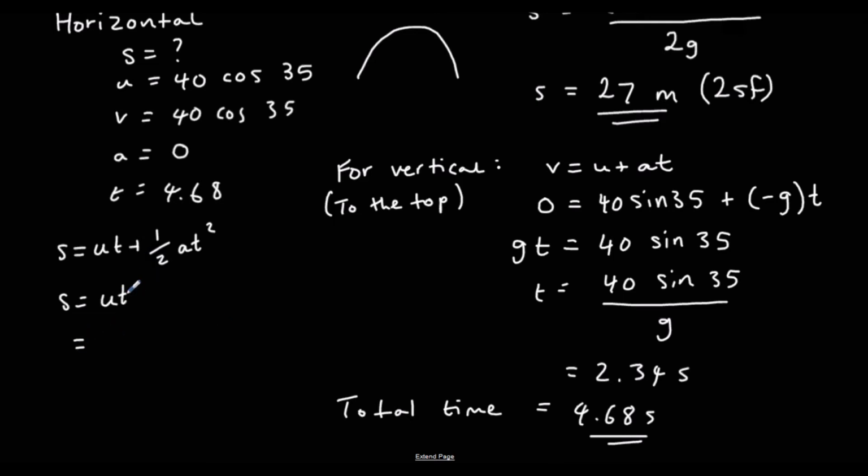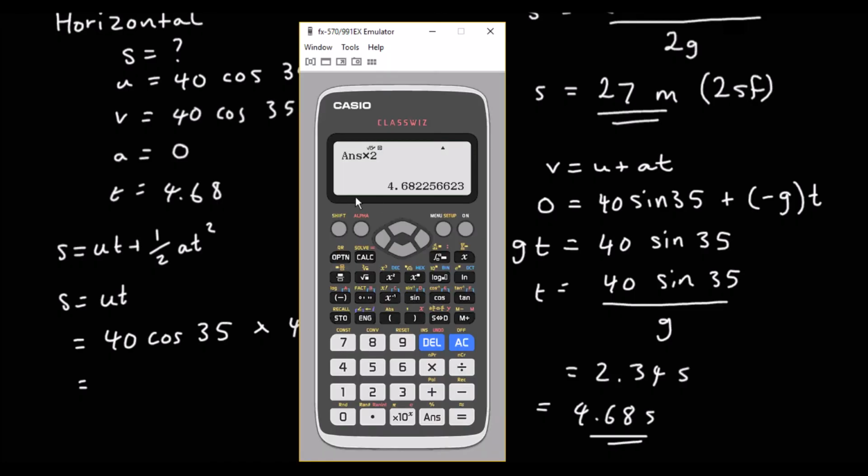So displacement is 40 cos 35 times 4.68. So it's our answer times 40 cos 35. And that's 153 meters, or two significant figures again, that's 150 meters. So 153 to three significant figures, or 150 to two significant figures.